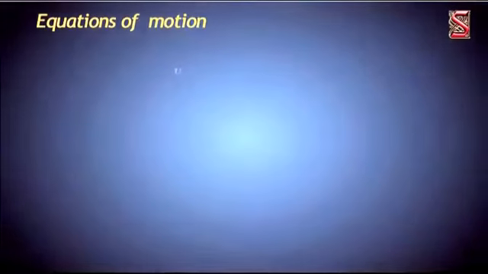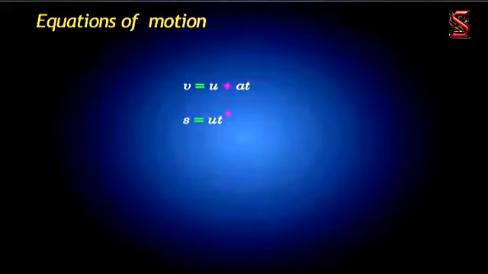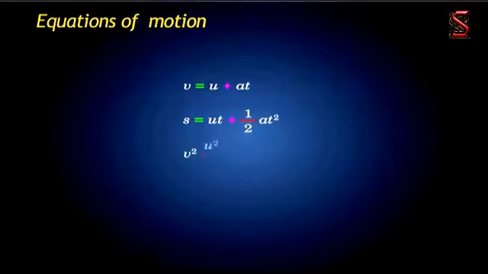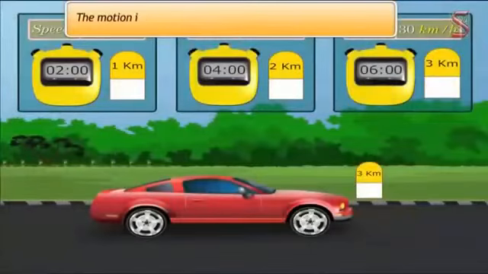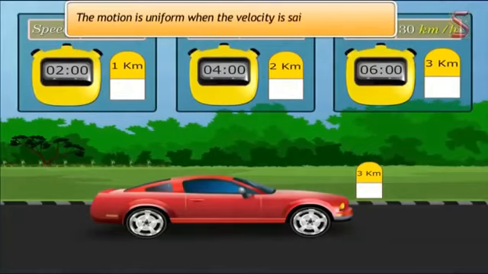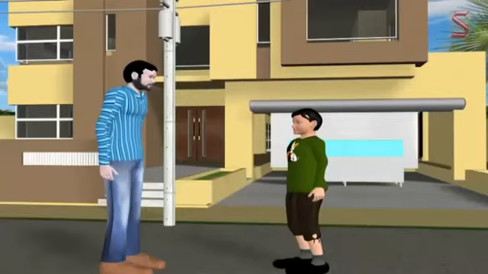The equations of uniform accelerated motion are given by v = u + at, s = ut + 1/2 at², v² - u² = 2as. The motion is uniform when the velocity is said to be constant.